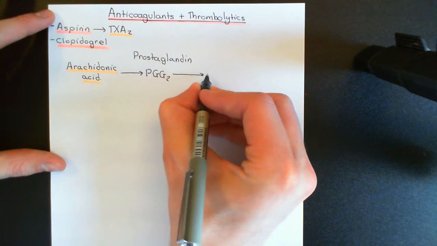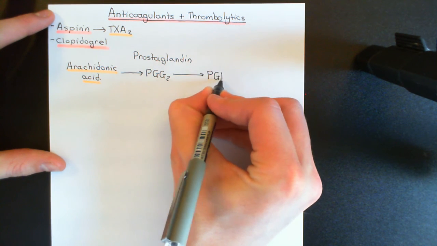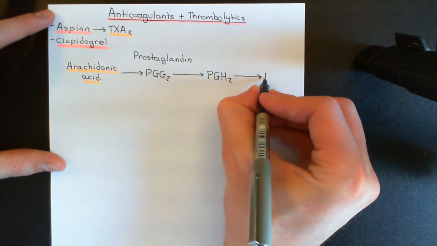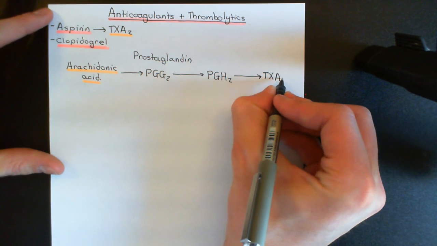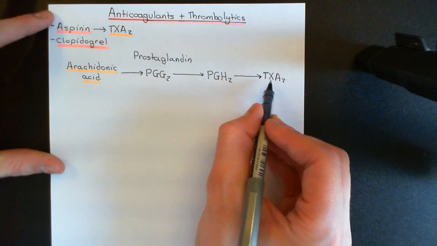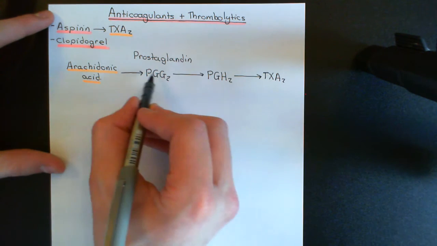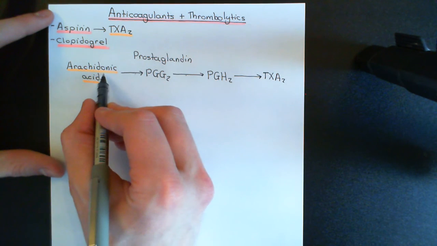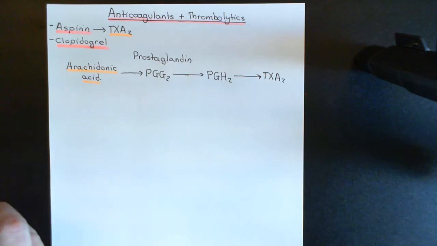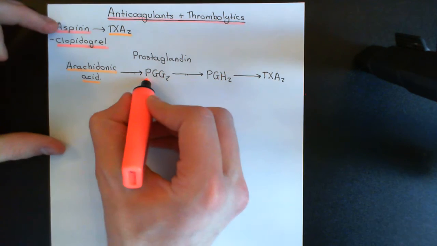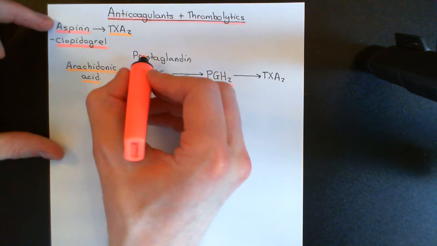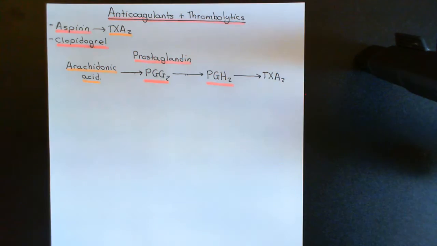And then prostaglandin G2 will be converted into prostaglandin H2, and then from prostaglandin H2 you can convert that into thromboxane A2. And aspirin is going to work to block the production of thromboxane A2 by getting rid of these two steps here. It's going to take out the conversion of arachidonic acid to prostaglandin G2, and it's going to take out the conversion of prostaglandin G2 to prostaglandin H2. Okay, so let's just study the enzyme then that catalyzes these two jumps, because it's the same enzyme.